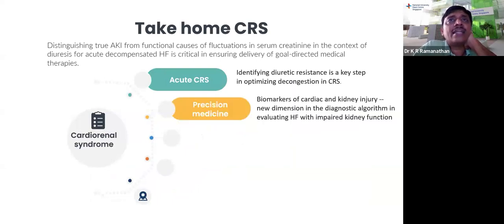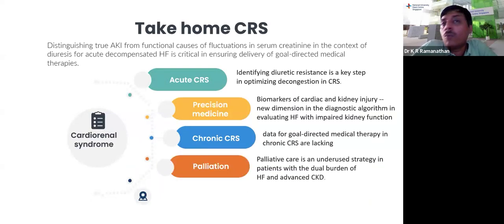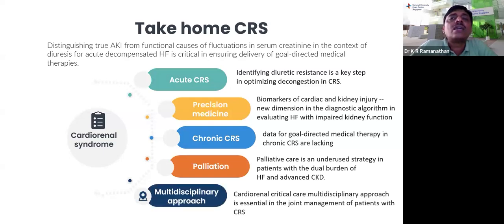that this is true AKI in the setting of heart failure. When you treat these patients, please make sure you identify diuretic resistance and you optimize your decongestion in CRS type 1. You may need to combine biomarkers, and that becomes the new paradigm in the algorithm for evaluating heart failure with AKI. Most of these patients would go into chronic CRS, and that would need monitoring. Palliation is an acceptable approach in these patients, especially with advanced heart failure or renal failure.